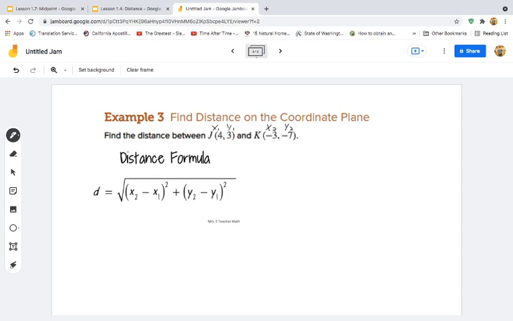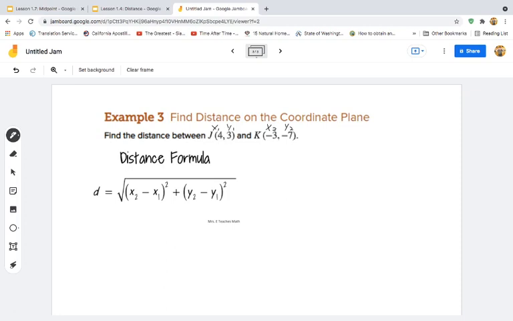Okay, remember the x's and the y's are always together. And then the 1s and 2s are always together as well. Okay, we cannot mix and match. Now, if you really wanted, you could put x2 and y2 over here for J, and x1 and y1 over here for K. That would work, but make sure you don't do anything else. Don't mix and match the 1s and 2s and stuff.